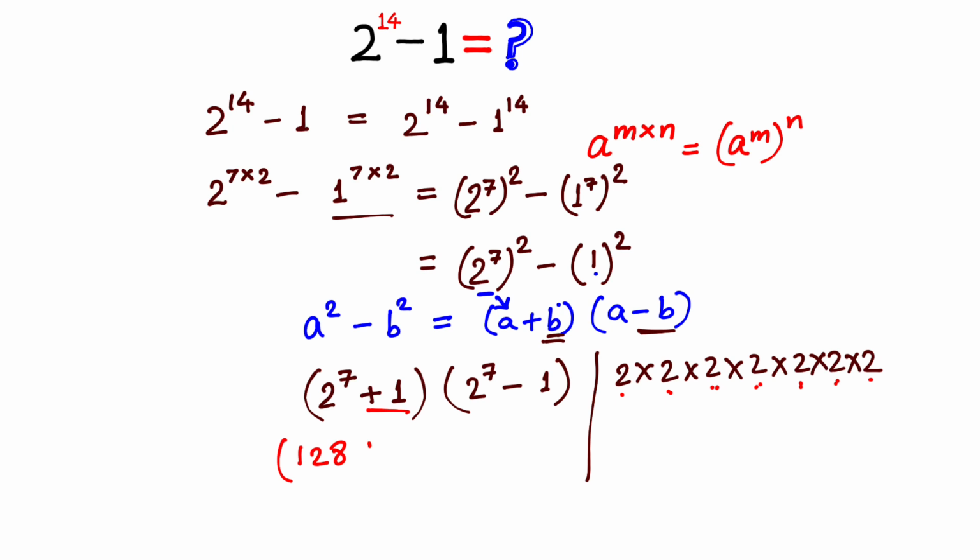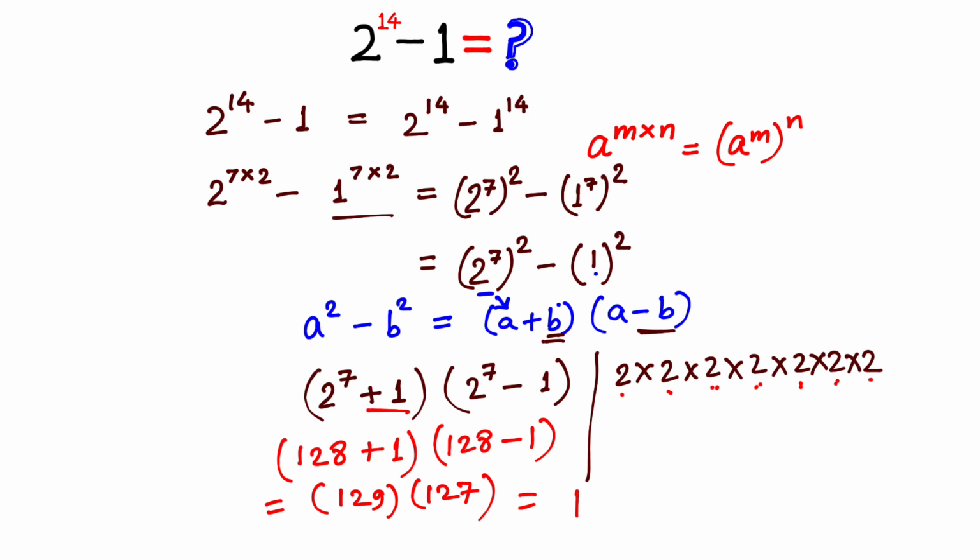And then we have plus 1. And again 2 raised to the power 7 is 128 minus 1. And once we add, we have 128 plus 1 is 129. And 128 minus 1 is 127. Now you can simply multiply these two numbers. I leave it for you to multiply and you will get the answer.